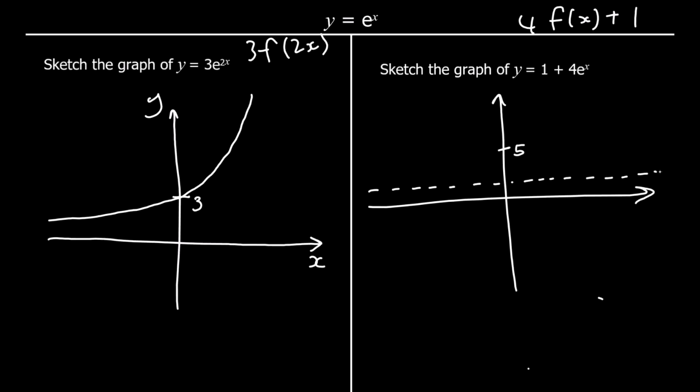So there's now this asymptote at y equals 1. So where before, it never touched the x-axis, now it never touches the line y equals 1. And the graph has the same shape as it did before.